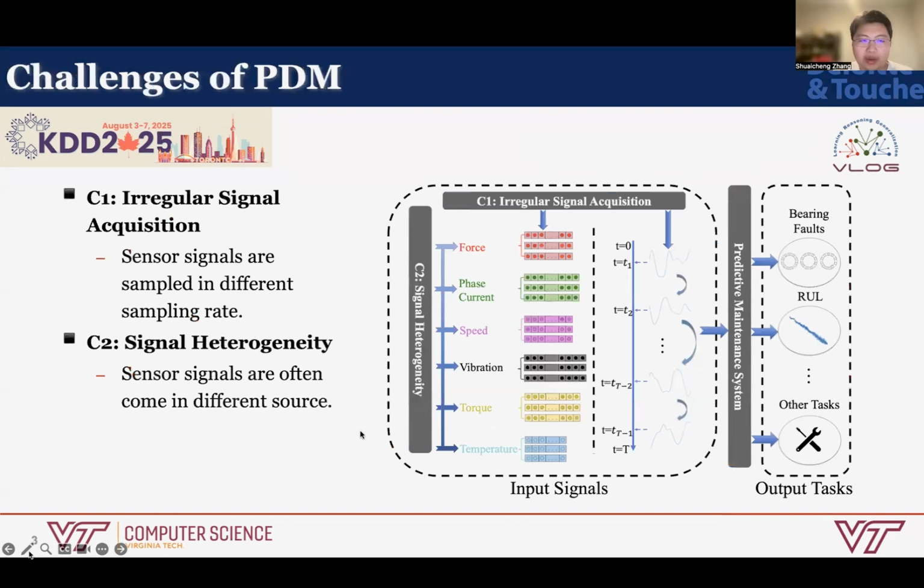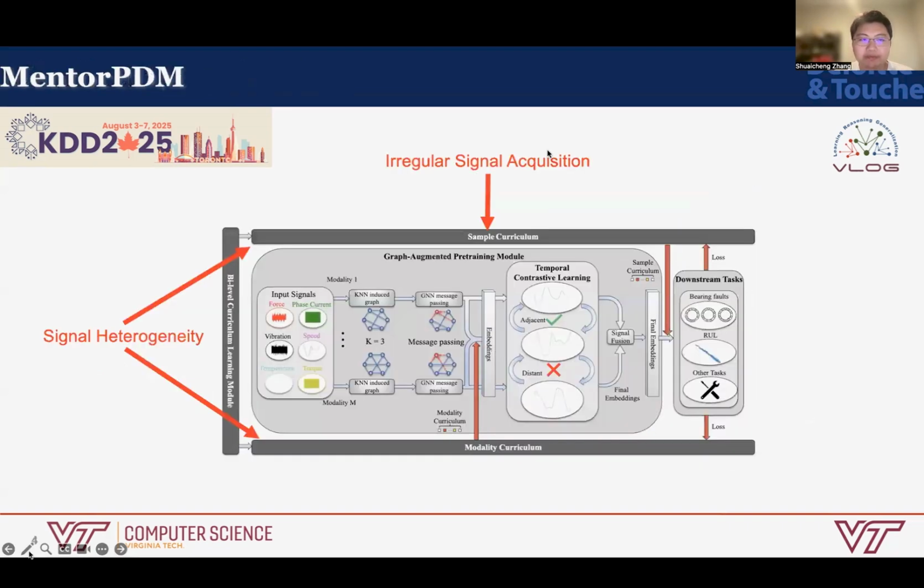In this domain, we identify two unique challenges. The first one is irregular signal acquisition. In this domain, sensor signals are often sampled at different sampling rates. The second challenge is signal heterogeneity. That means the sensor signals often come from different sources. Because of these two unique challenges, they pose a big problem for modern machine learning models.